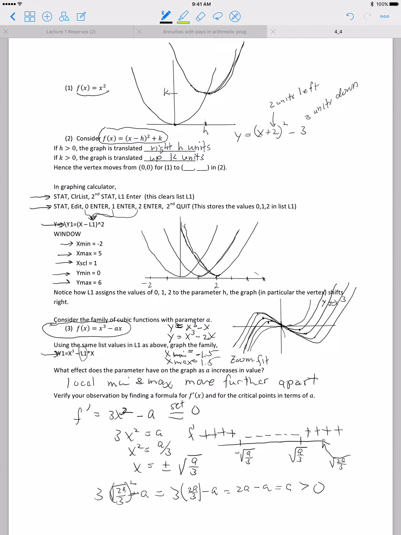So this is where we're observing our local maximum in the cubic over this critical point, and the local minimum we're observing here in the cubic. We can look up at that family of functions and we see that. Now as the parameter a increases, this point is going to move to the right, and this critical point is going to move to the left. That's going to move those max and mins further apart. So we have verified using a paper and pencil calculation what we've observed in the family of functions using our graphing calculator.